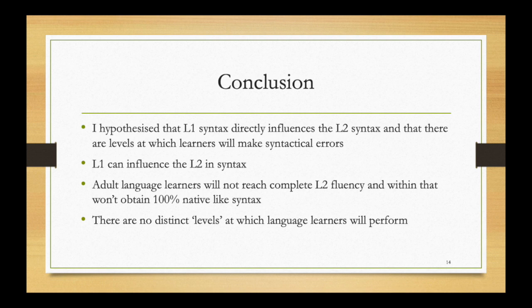affects the L2. I also conclude that adults will not reach a native-like fluency in the L2, but that does not mean that an adult can't reach an advanced level of the L2. I thought that there would be distinct levels that learners would perform at, meaning that once a student is an advanced English speaker, they will never make syntactical errors. This was disproved because there is no way to clearly section off mistakes of English syntax.